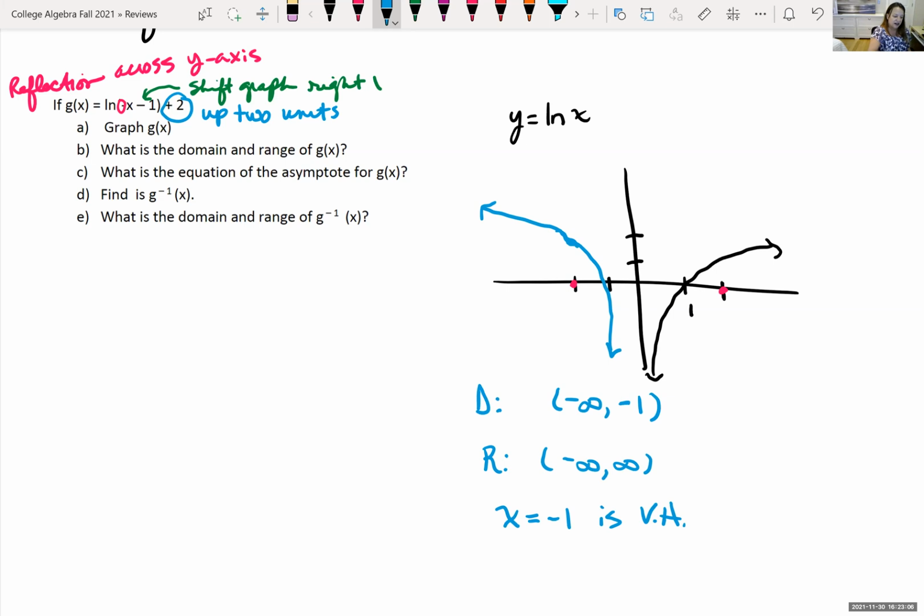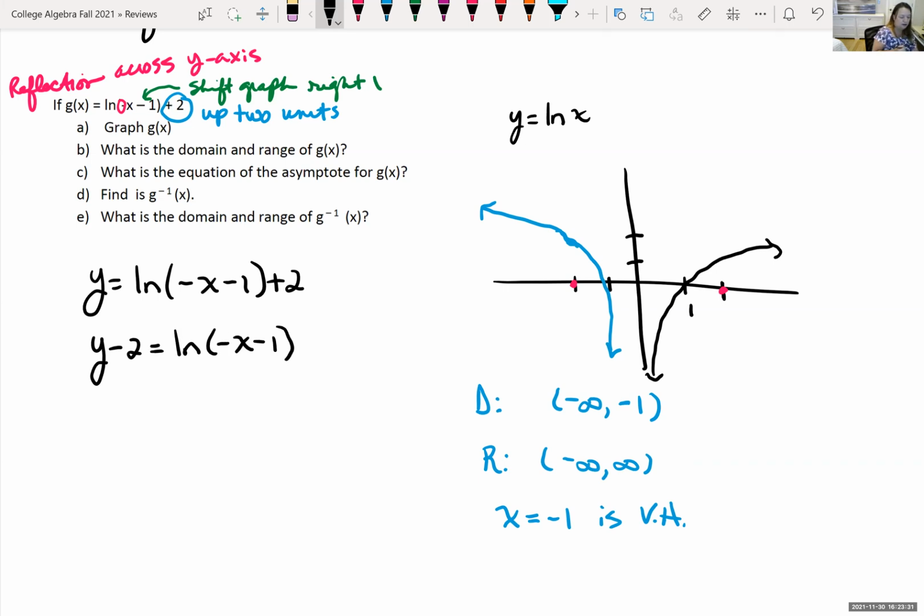And then we want to find the inverse function. So let's rewrite that as y equals. We have y is equal to the natural log of negative x minus 1, plus 2. Let's isolate the natural log. We can subtract 2 on both sides. We have y minus 2 equals the natural log of negative x minus 1.